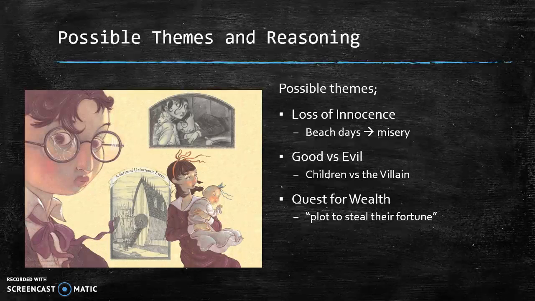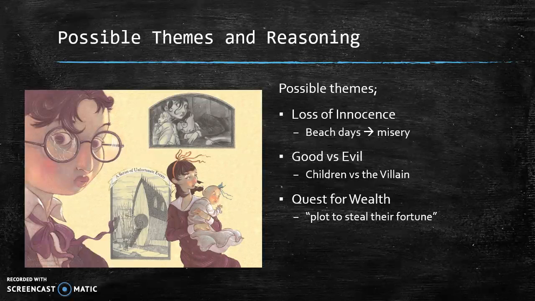Okay, so here are some possible themes that I predict might be within this book and my reasonings behind it. So, some of my possible themes are a loss of innocence. As we can see from the blurb on the back, the children are at a beach and they're having fun, and then something leads to them having a life of misery.